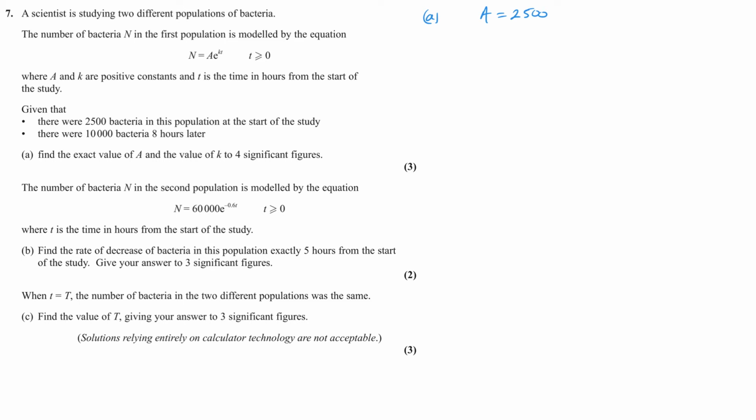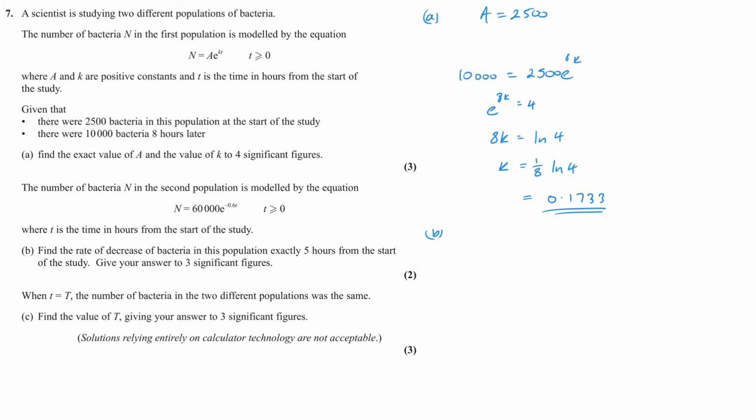Now 10,000 bacteria 8 hours later. So 10,000 bacteria 8 hours later, so that's 8k. So e to the 8k is going to equal 10,000 divided by 2,500, which is 4. So 8k equals log 4. K equals 1/8 log 4. Now it doesn't say an exact value, it says 4 significant figures. So 1/8 log 4, log 4 divided by 8, 0.1733.